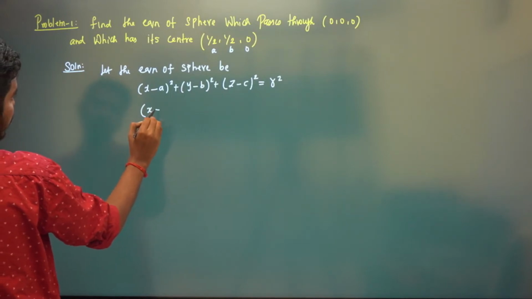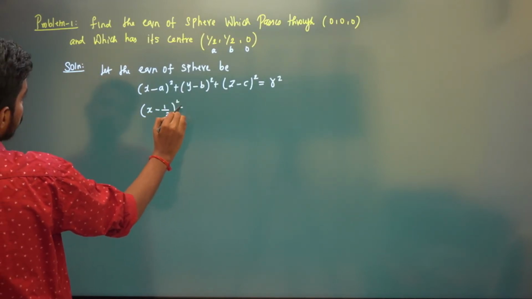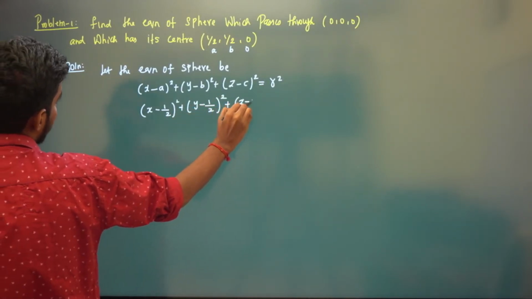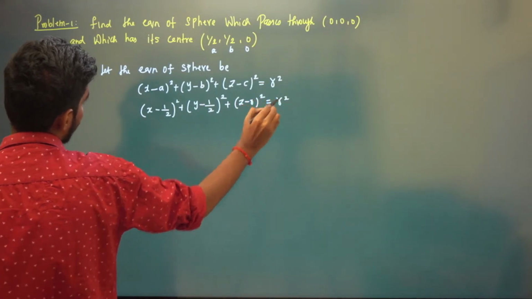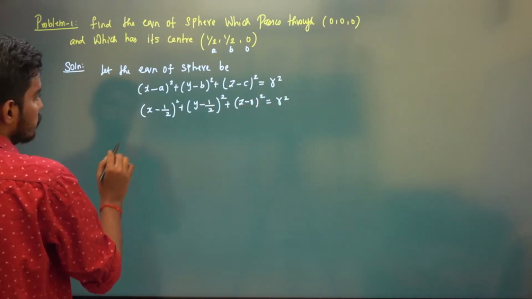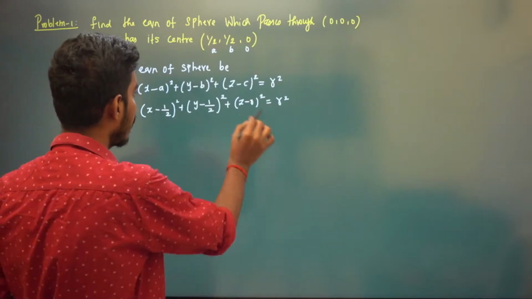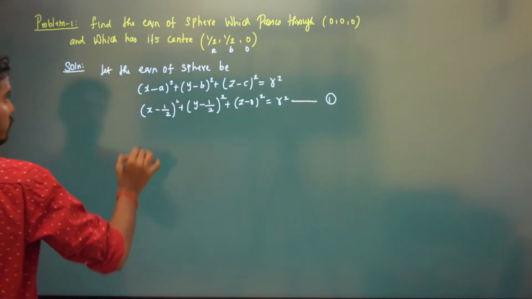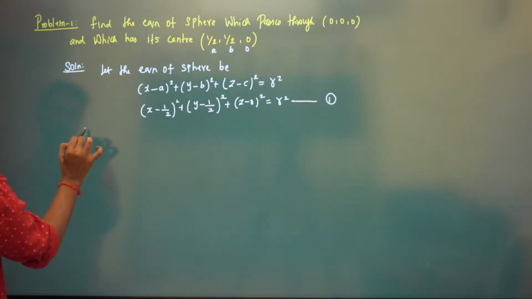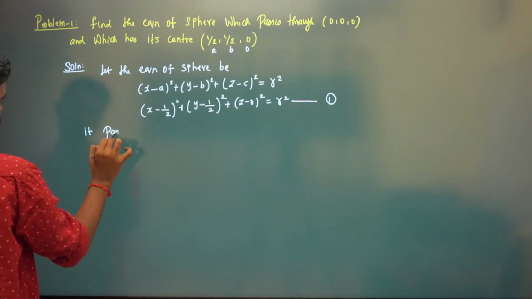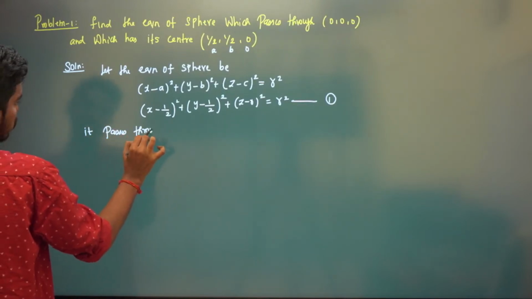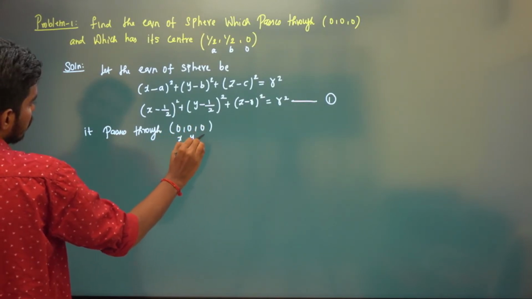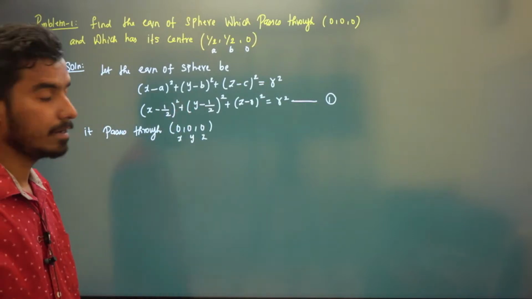Therefore, we will have x minus 1 by 2 whole square, y minus 1 by 2 whole square, z minus 0 whole square is equal to r square. Right? This is the required equation of the sphere, but we don't know what r is. Now it passes through the origin, 0 comma 0 comma 0. That means if I substitute this x comma y comma z here, it will satisfy this equation.